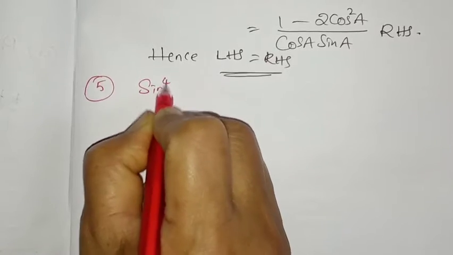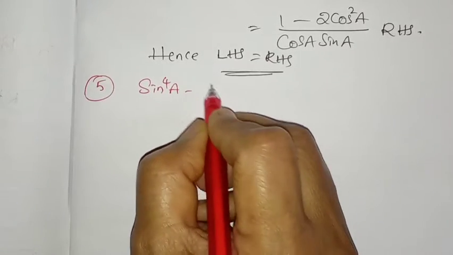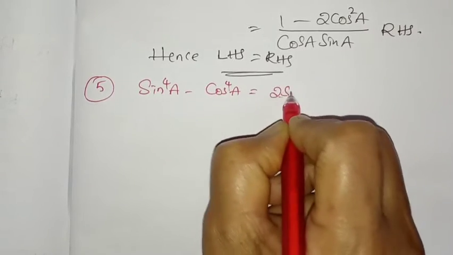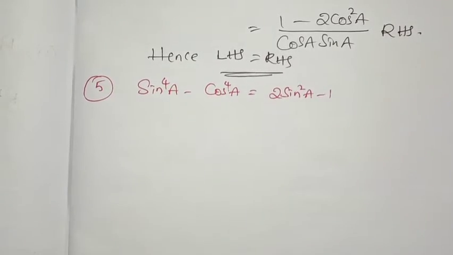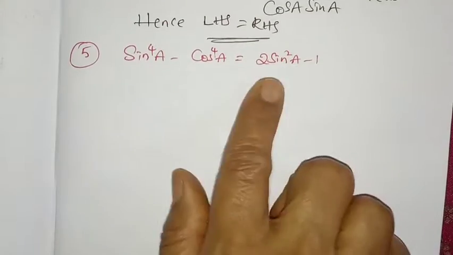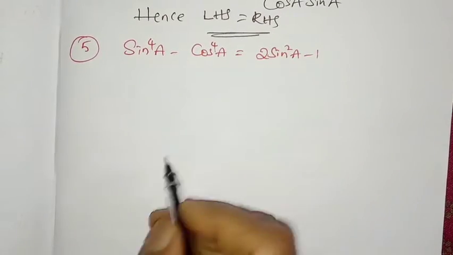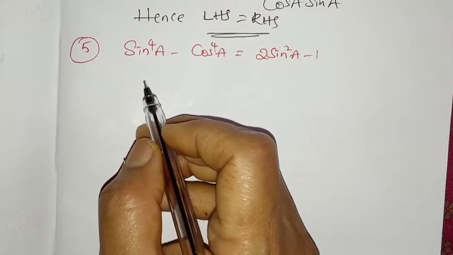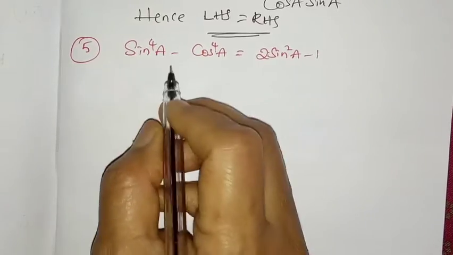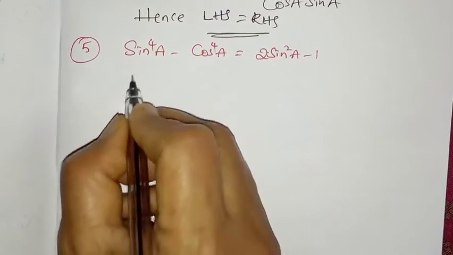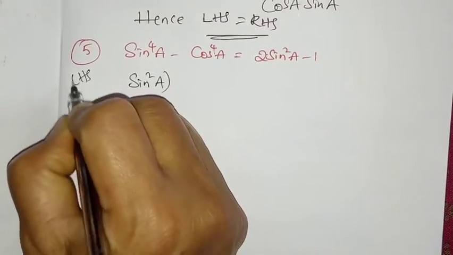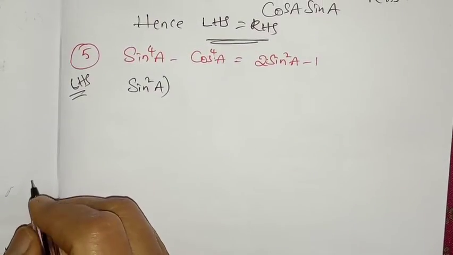sin^4 a - cos^4 a = sin^2 a - 1. In the example I explained the cos square terms on the RHS, but here in the exercise the question is given in terms of sine on the RHS. Now, children, this can be written as (sin^2 a)^2. I am going to start proving the LHS.